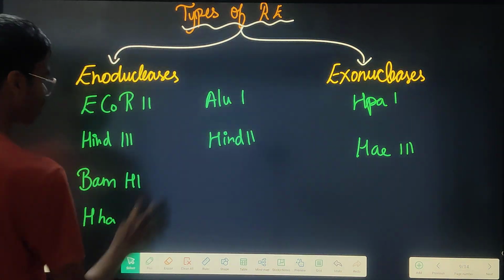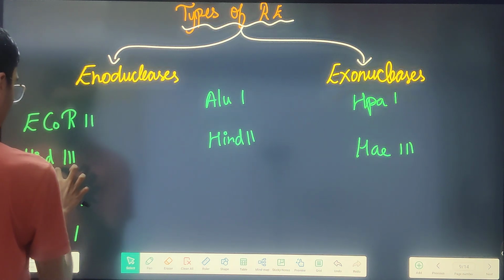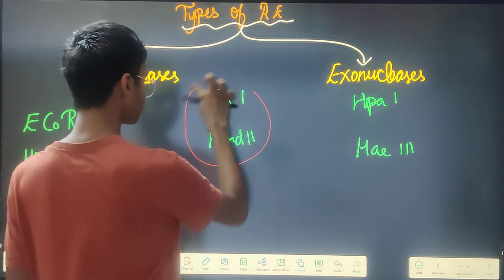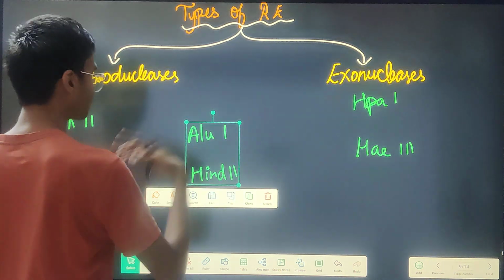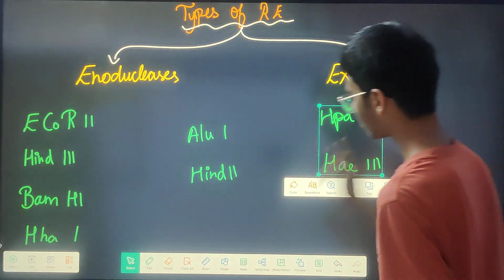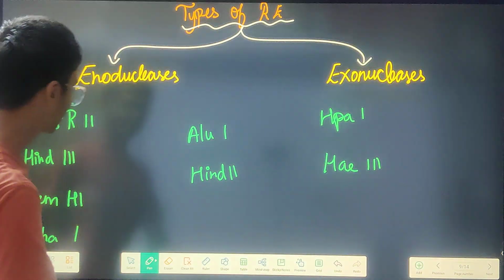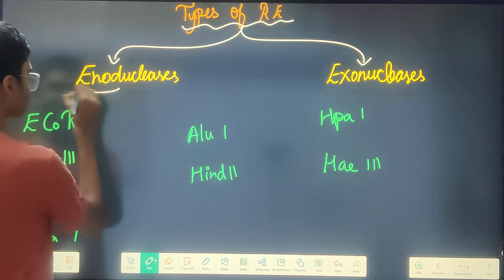See, as I already have said to you, endonucleases actually can produce both blunt ends and then sticky ends. Then exonucleases can produce mostly, according to our MCQ knowledge, only blunt end. So here I have also categorized them based on this.